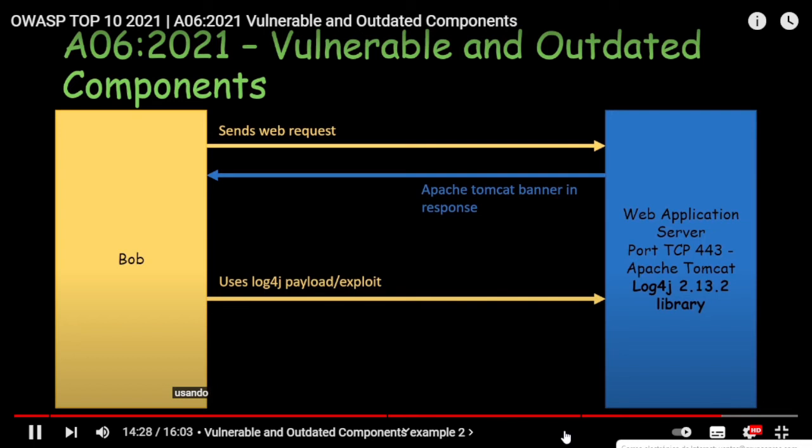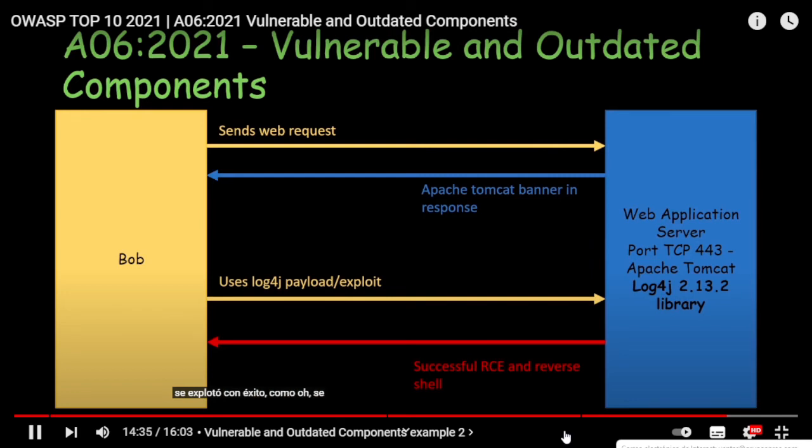So this payload was successfully executed. Then Bob was able to get a successful remote command execution, and he received a reverse shell. So obviously he got that particular server compromised again, and then he can do multiple things over there, execute commands and so on. So that's how.